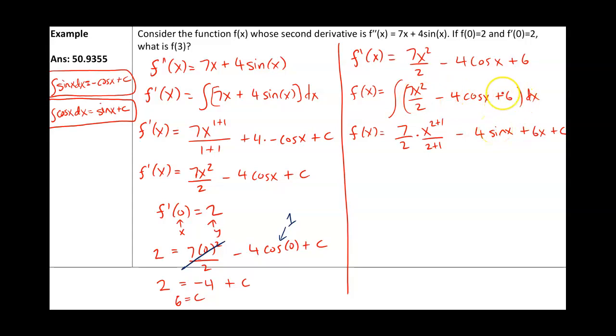Now, if you have 6, remember anytime you have just a constant, the integral is just going to be ax plus c. So for 6, it's going to be 6x. And you got that plus c.